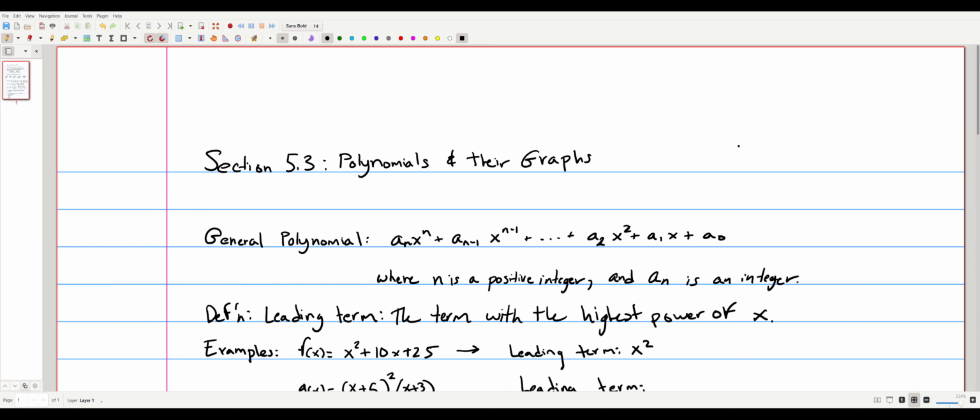It's written as a_n x^n plus a_(n-1) x^(n-1) plus dot dot dot plus a_2 x squared plus a_1 x plus a_0, where all the n's are positive integers, and a_n is an integer. So what does that really mean? Well, basically, it's just a bunch of pluses and minuses of numbers in front of x to some power. The only restriction is that the power of x has to be a positive whole number.